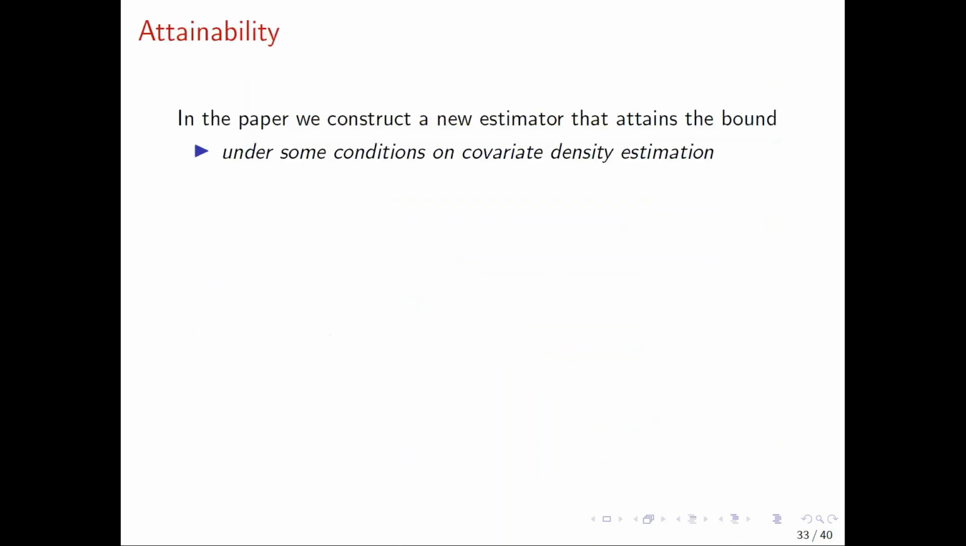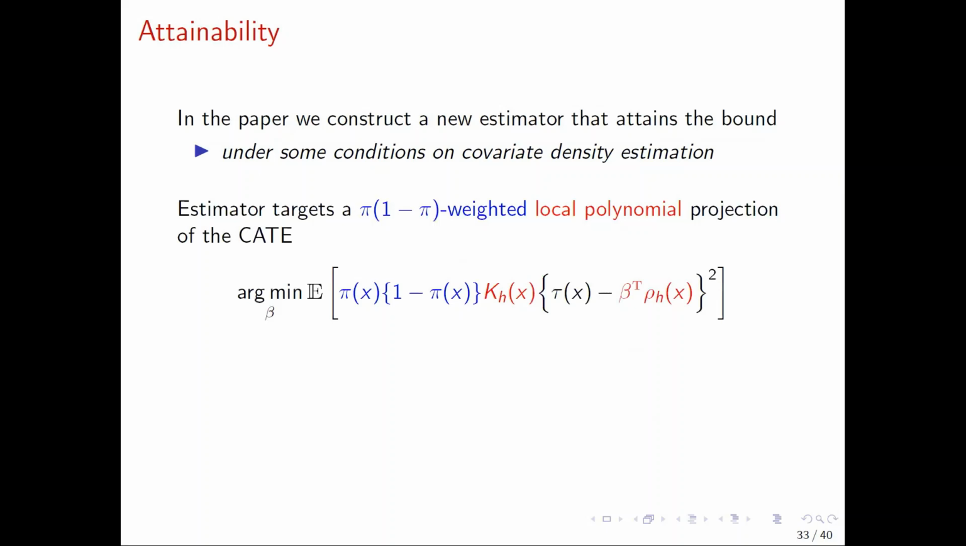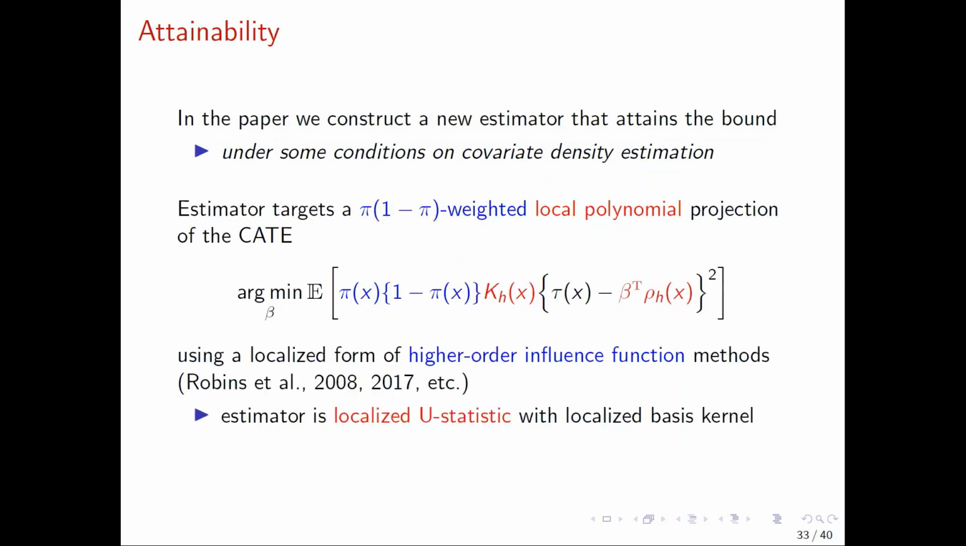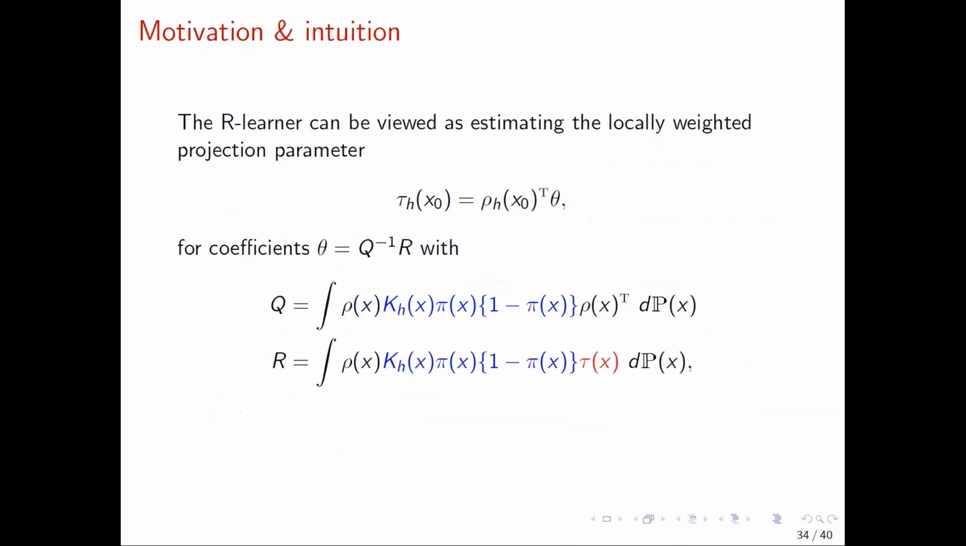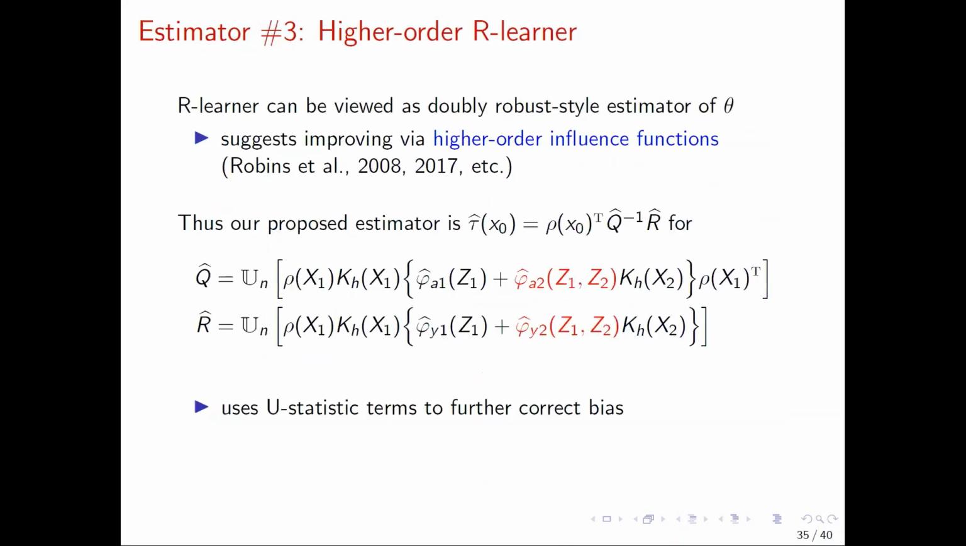So I'll just finish by saying we also give an estimator in the paper which attains this minimax lower bound. So we can actually construct something that is optimal. The estimator is complicated, and it's currently not very practically feasible. So this is another open problem to work on, trying to make this actually usable.